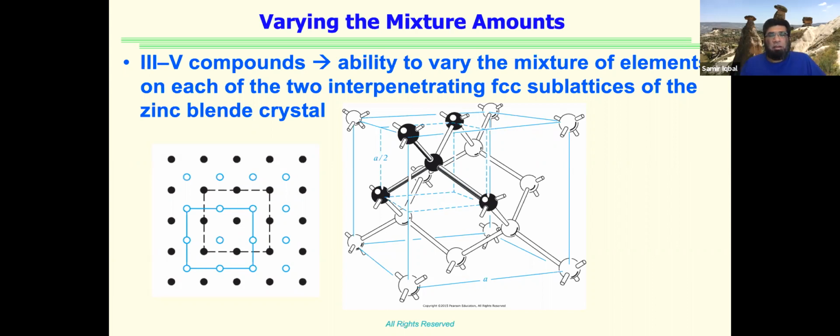And compound semiconductors are not just binary, they can be ternary and they can be quaternary. And how do they come together? Many of those come together in this structure, what we call zinc blende, which is a modified diamond structure. The difference is diamond is for one element, and if you have a compound, then it's supposed to be two elements or more, right?